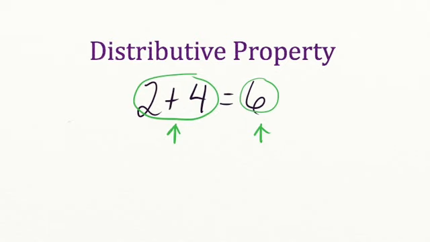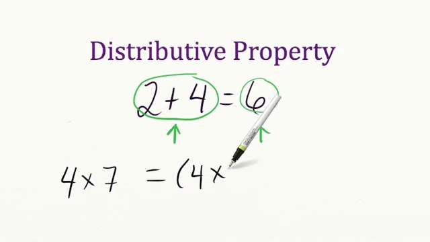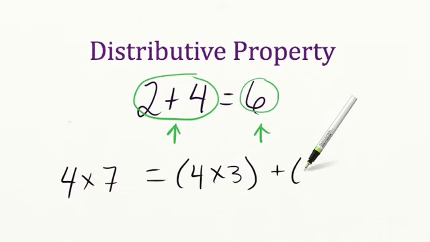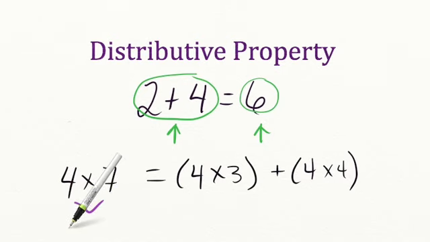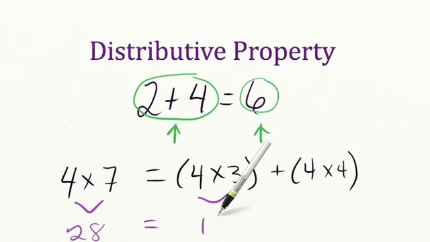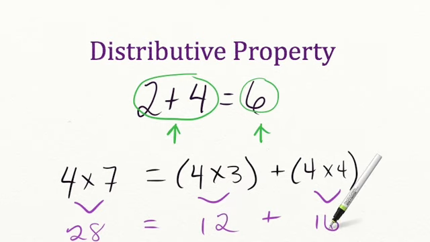Here, let me show you an example. If we multiply 4 times 7, and we say that that is equal to 4 times 3 plus 4 times 4. That is a really long list of numbers, but let me show you how they balance out. 4 times 7 has a value of 28. 4 times 3 equals 12 plus 4 times 4 equals 16. If we add 12 plus 16, we get an answer of 28.